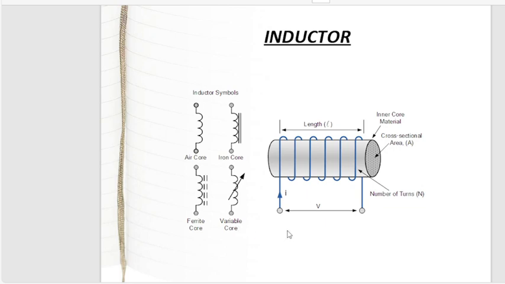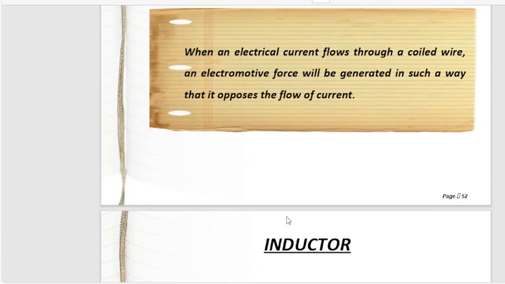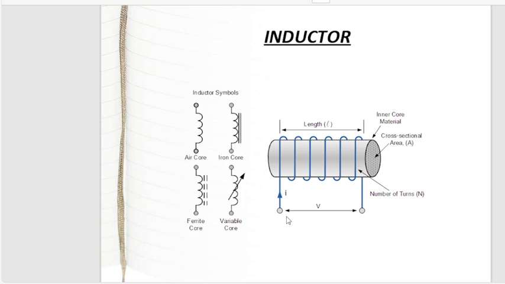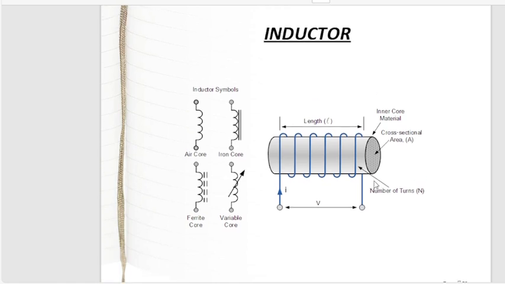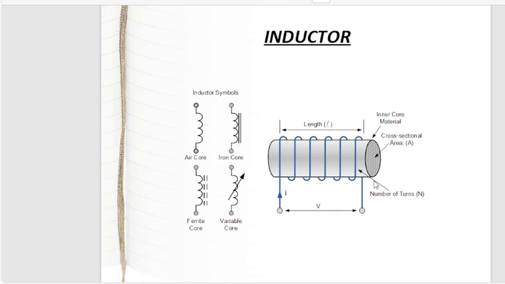As we discussed in the definition of the law of induction, you can see here, when the electrical current flows through a coil, this is coiled wire, then an electromotive force is generated that opposes the flow of current in the opposite direction. So that is the law of induction.